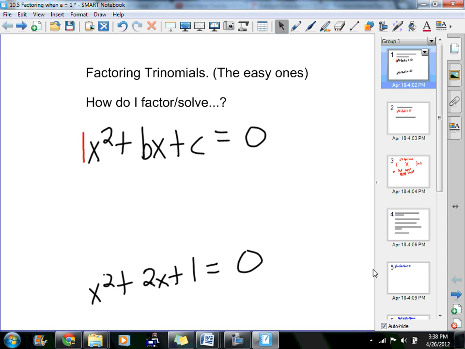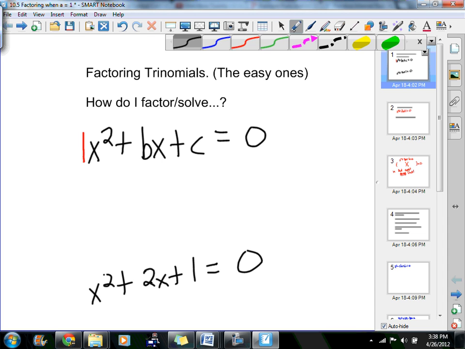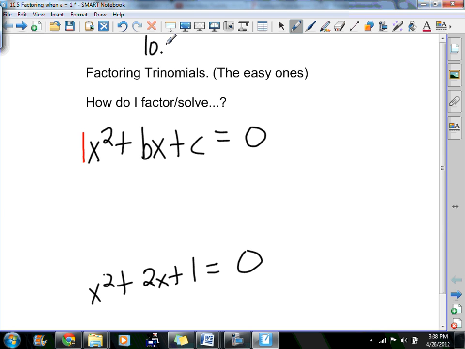Alrighty, so we are going to be working on section 10.5, and to be really honest with you, this is a difficult section, okay? So if you watch this video and don't get it, that's fine. That's totally normal. We're going to be factoring trinomials or quadratics or polynomials, however you want to look at it. And these are called the easy ones, and we'll put those in big quotations because they're still pretty difficult, okay? But they're easier than the ones we're going to work on next. So we're looking for factoring and solving, okay?